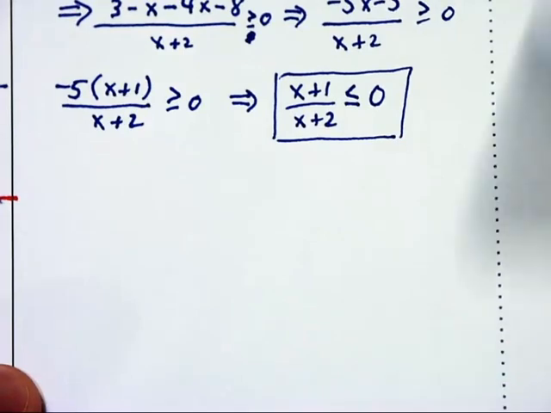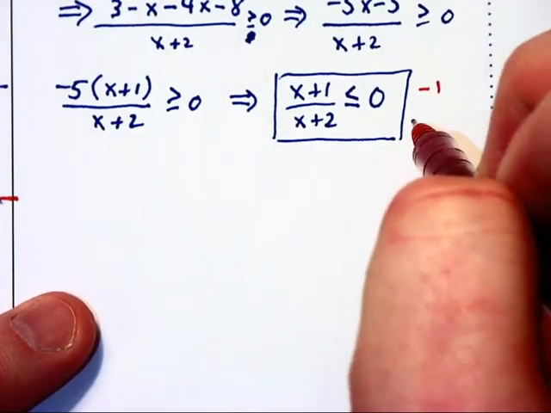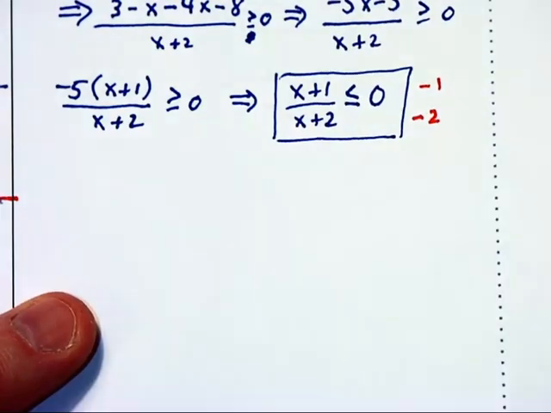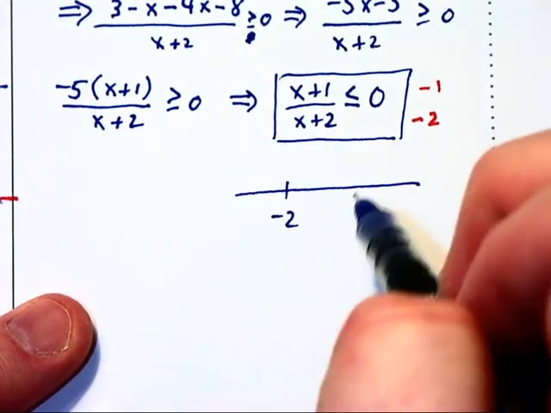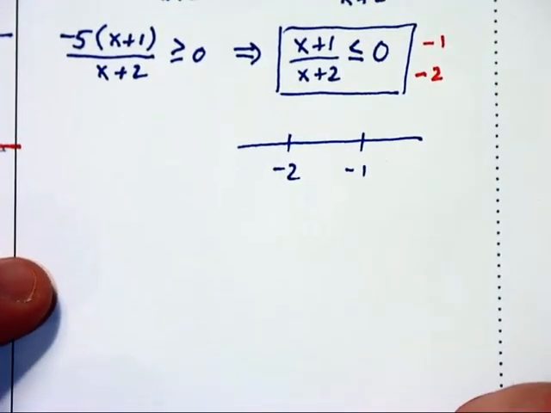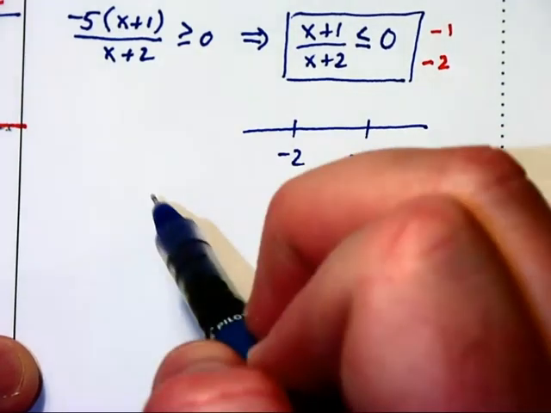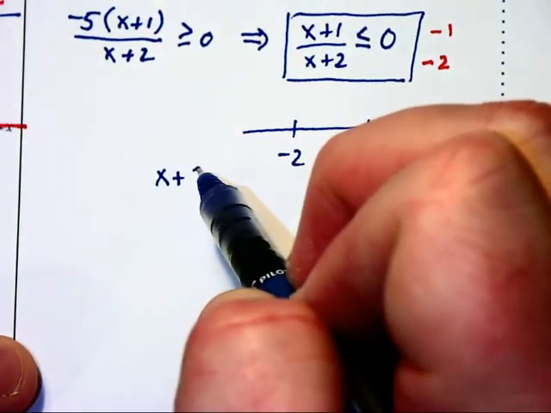Our critical values are going to be at negative 1 up in the numerator and negative 2 down in the denominator. So I'm going to draw a number line and highlight those 2 points, negative 2 and negative 1, and we want to analyze what's going to happen sign-wise in the numerator and denominator, x plus 1 and x plus 2.